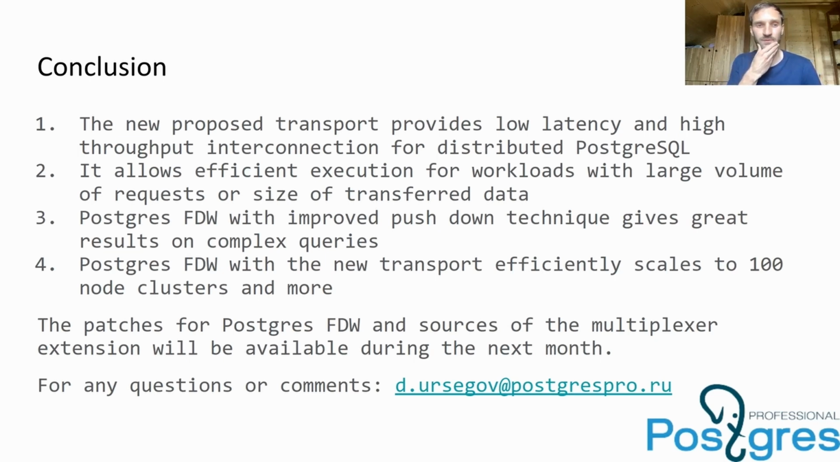So the conclusion is that the new transport provides low latency and high throughput interconnection for distributed PostgreSQL. It allows efficient execution for workloads with a large volume of requests or size of transferred data. Postgres FDW provides a great foundation for execution and planning, and together with the new transport can scale to 100 nodes and even more.